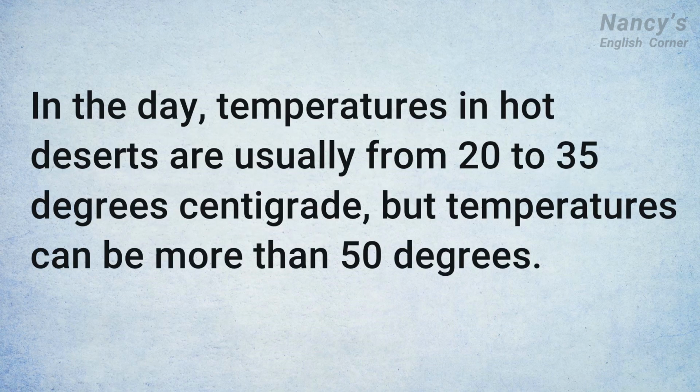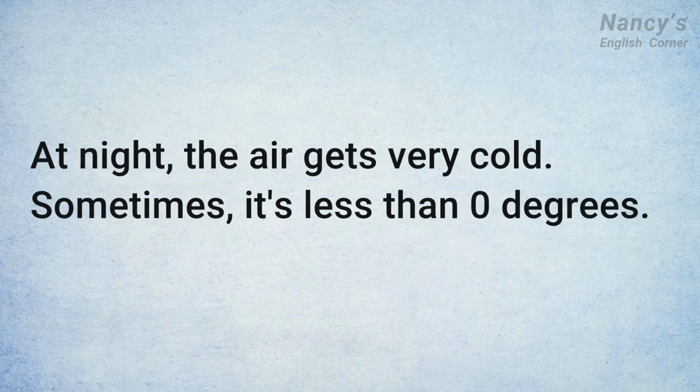In the day, temperatures in hot deserts are usually from 20 to 35 degrees centigrade, but temperatures can be more than 50 degrees. At night, the air gets very cold. Sometimes it's less than 0 degrees.